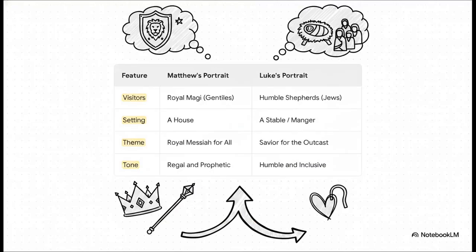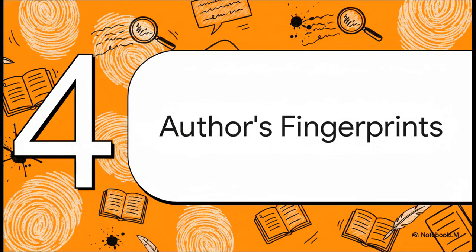And when you see it laid out side by side like this, it just pops. It becomes so obvious. Matthew and Luke weren't just taking dictation. They were shaping their stories, acting as editors, to give us two very different, but equally important, theological portraits of Jesus. One's a king for all nations, the other's a savior for the outcast. And trust me, this isn't just a Christmas thing. Once you know what you're looking for, you start seeing these authorial fingerprints all over the place. Let's take a quick look at another one.